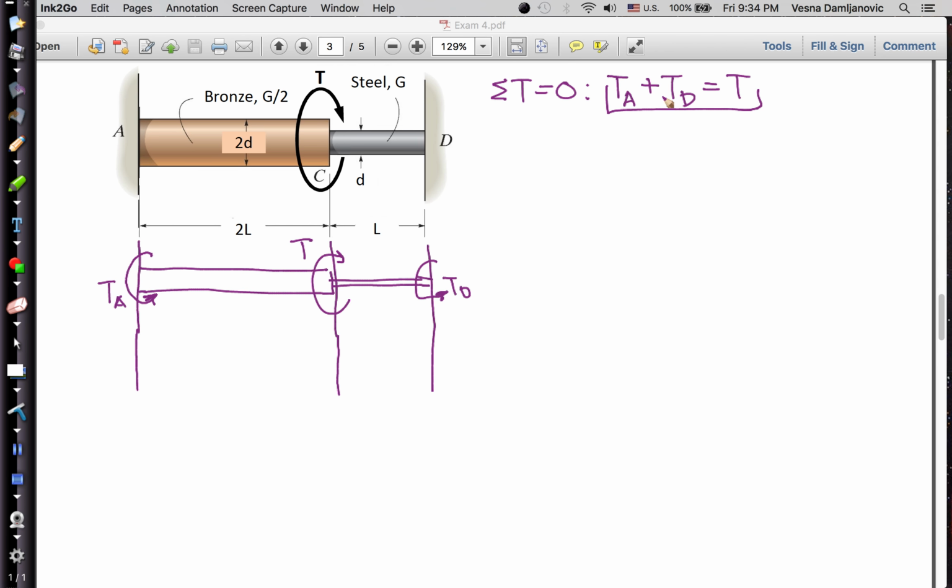Please do this on the final, because I keep telling you, you just keep writing things on top of each other. You lose track of what you have, what you need to use, what you've already used. So highlight your key equation. This is your key equation. Next equation, compatibility.